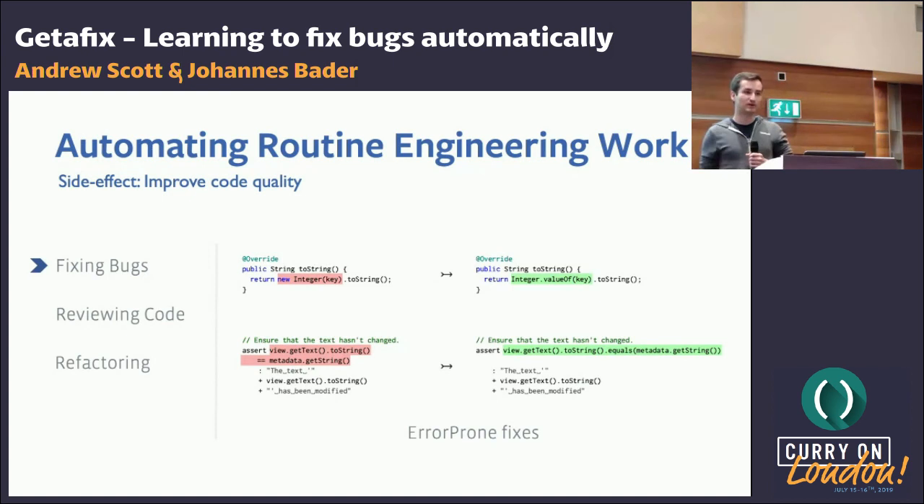We've already talked about fixing bugs. You've seen us focus on Infer so far, but we also looked at Google Error Prone, which has a large variety of things that it can complain about, and we also trained Getafix on past Error Prone fixes, and there are just 2 examples of things we've learned.